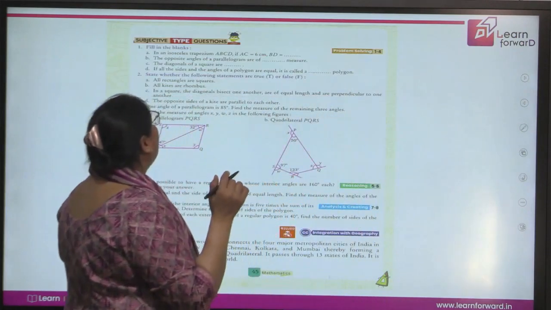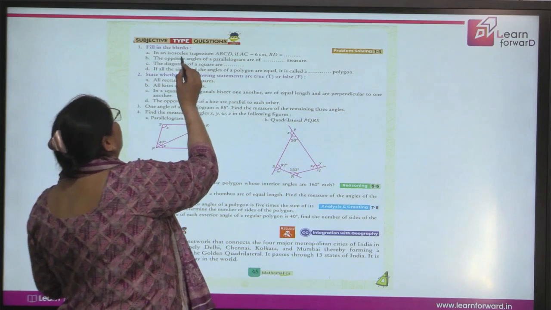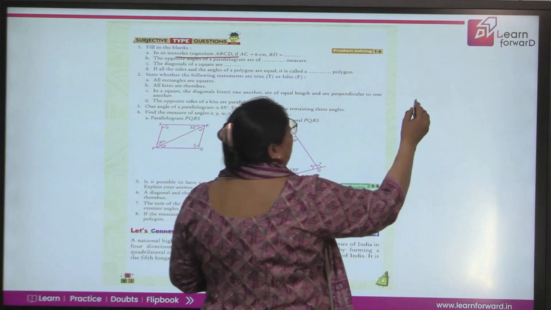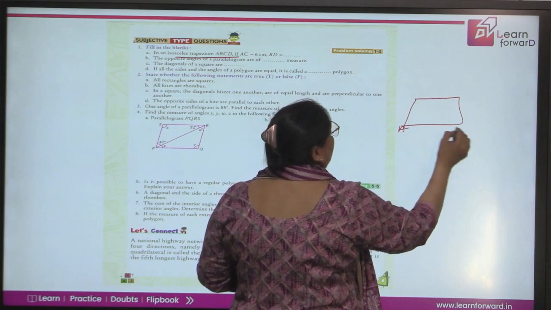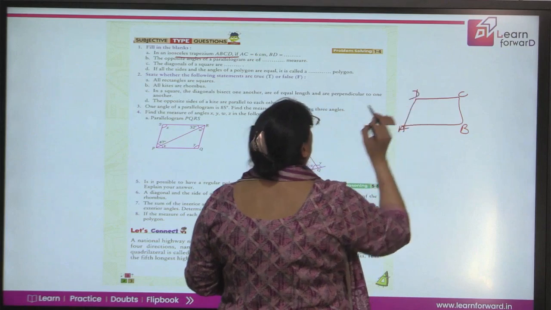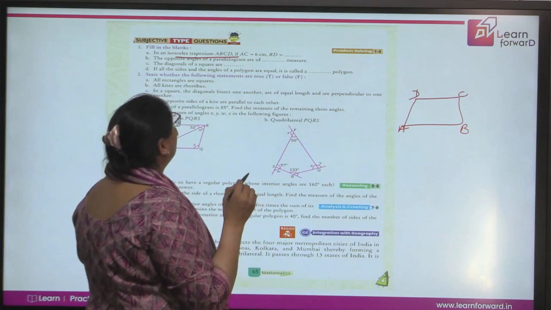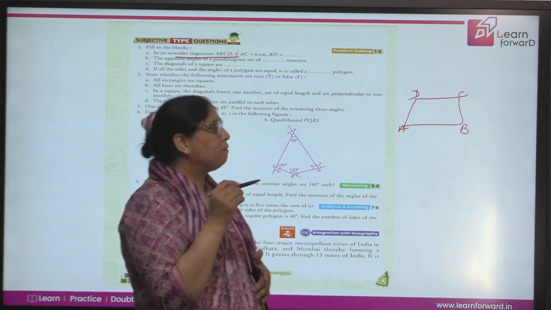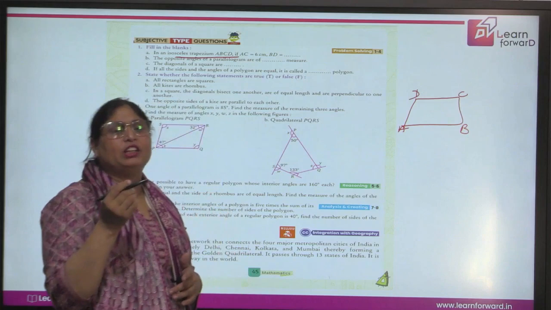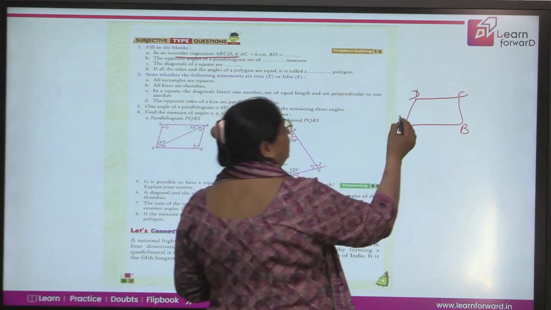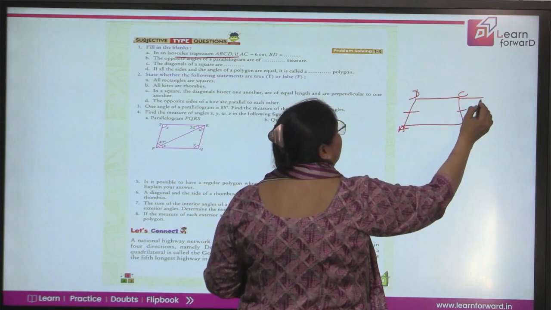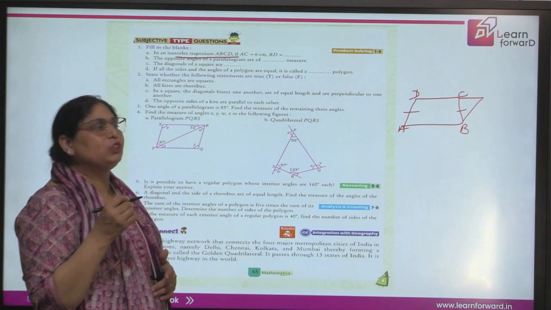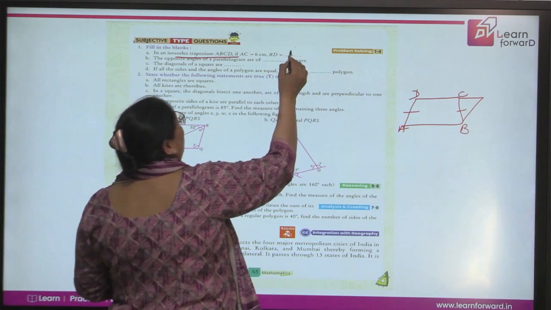Now, isosceles trapezium ABCD. AC is 6 centimeters, BD will be? This we can do by proving the conditions, because if we take this side equal to this side for an isosceles trapezium, by proving all the conditions we can find the diagonals are of equal length. So BD will be equal to 6 centimeters.